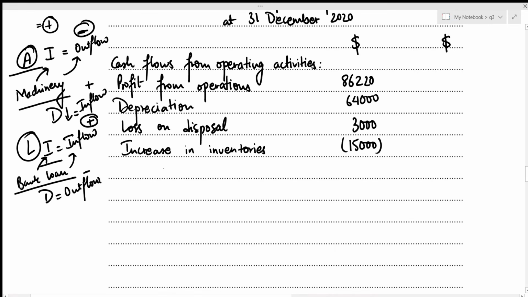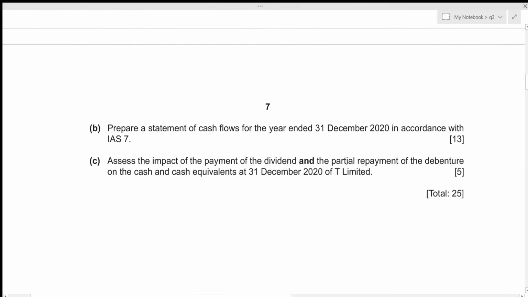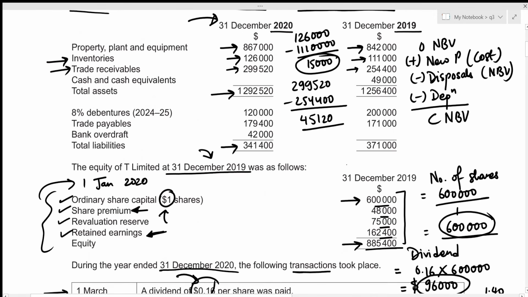That's increase in trade receivables. And trade receivables is an asset. Since this is an increment, we need to subtract the value of 45,120. Okay. The next asset we have is cash and cash equivalents, which is not to be included since we are preparing the cash flow statement, right?